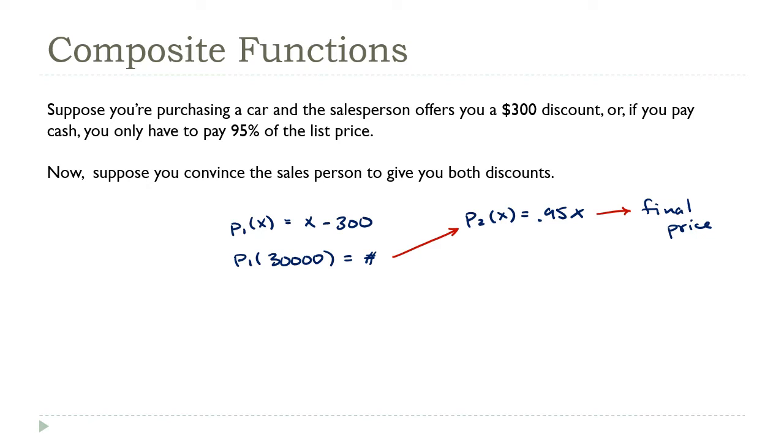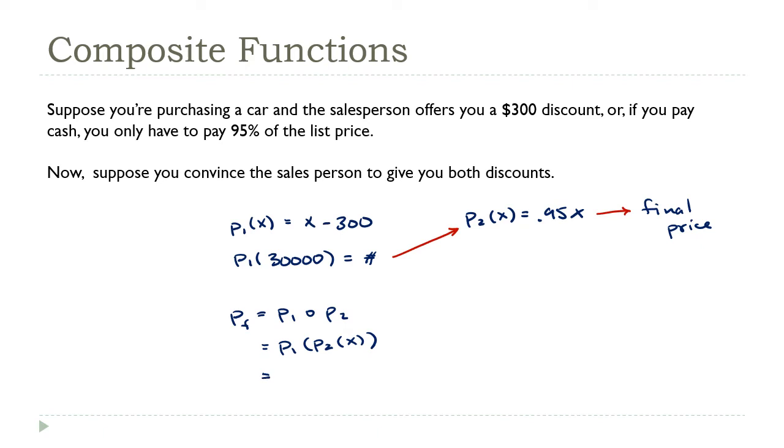So let's give that a try. Let's call this P sub F, for P final. And this is going to be P1 composed with P2. So what is this? This is P1 of P2.